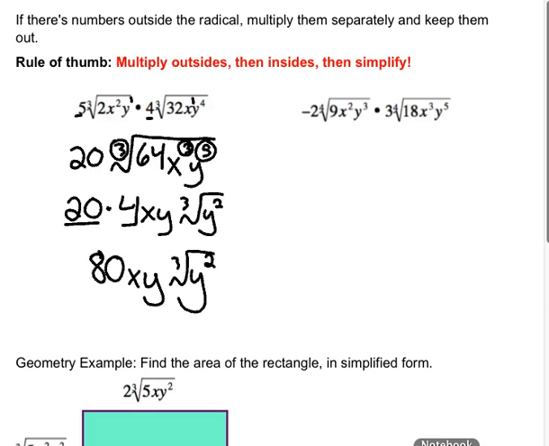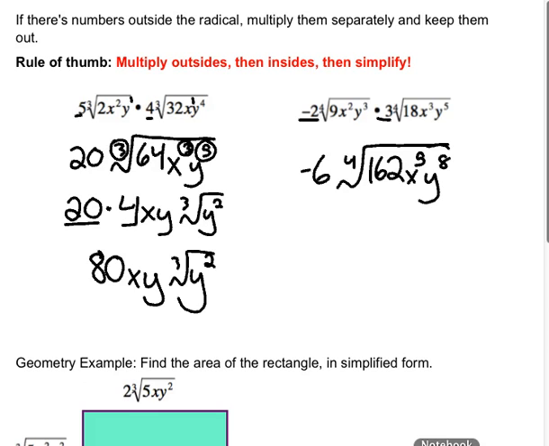All right, let's look at this one. Multiply the outsides. Negative 2 times 3 is a negative 6. Now let's start multiplying the insides. 9 times 18 leaves me 162. X squared times x to the third, 2 plus 3 is 5. Y to the third times y to the fifth, 3 plus 5 leaves me 8.